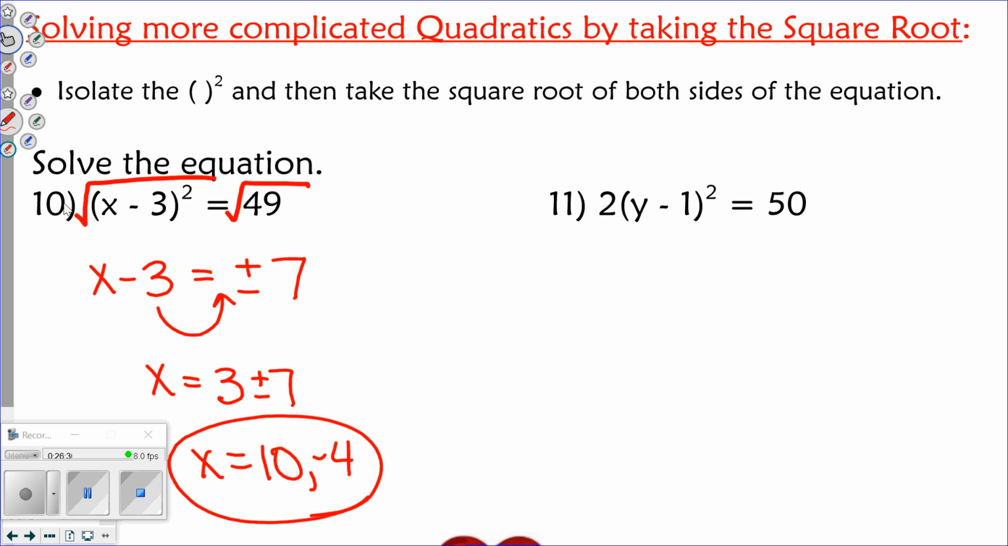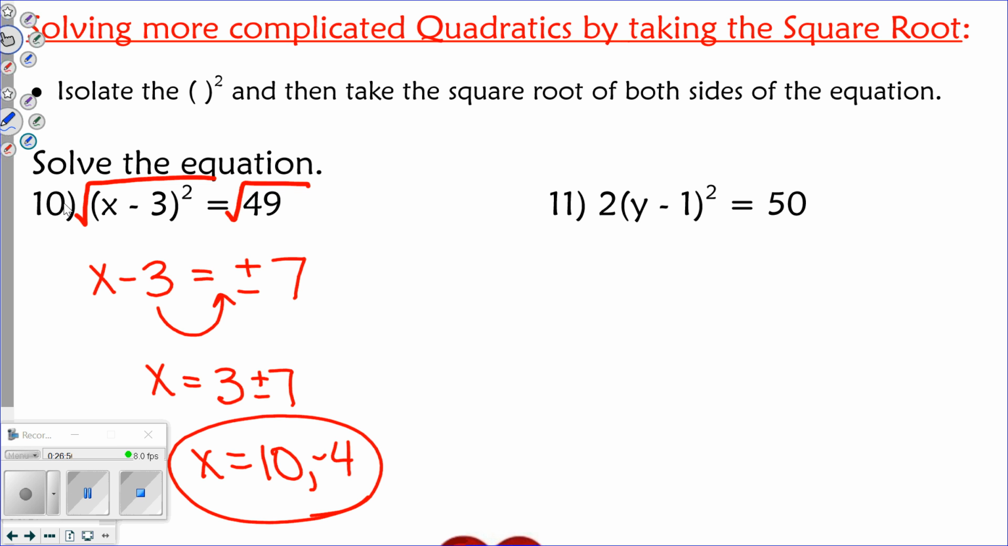Plug in a negative 4. Negative 4 minus 3 is negative 7, squared, it's 49. So when we're doing this, that's why I was trying to stress to you that plus minus attaches to what you took the square root of, not the final answer at the end. Okay? So on this one, what do you have to do first?